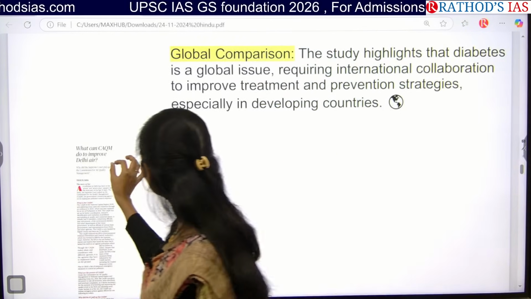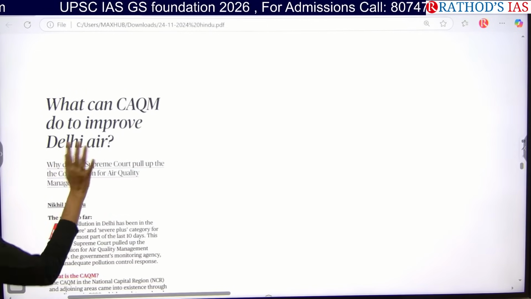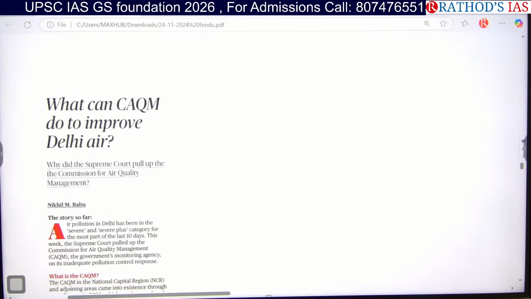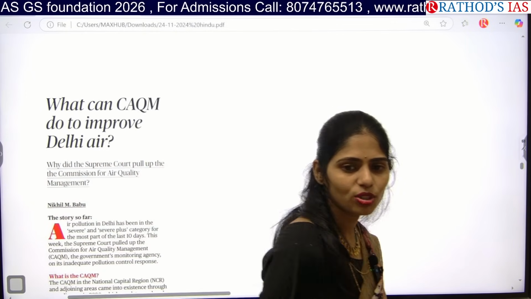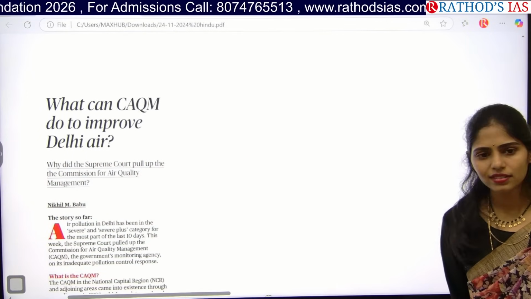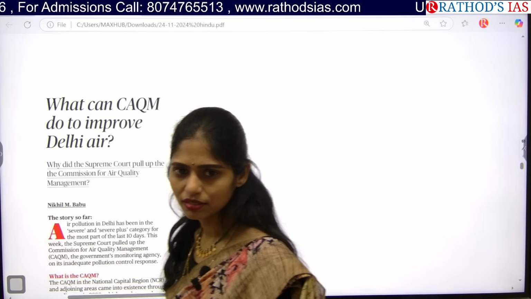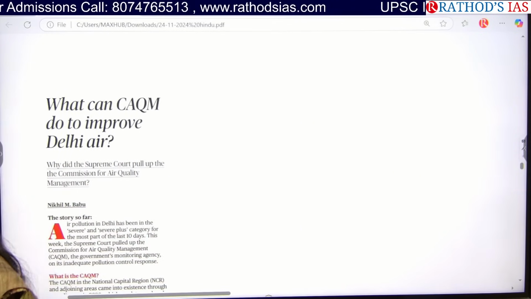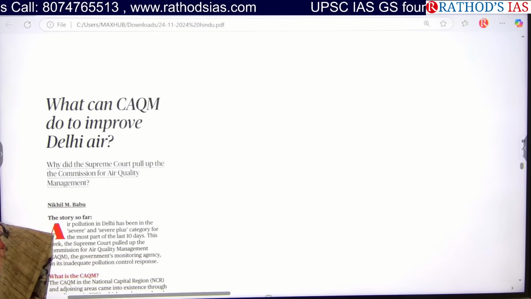And see this article: what can CAQM do to improve Delhi air? What is CAQM? Commission on Air Quality Management. So when was it formed, in which year? Come on, recall your memory. When was it formed?